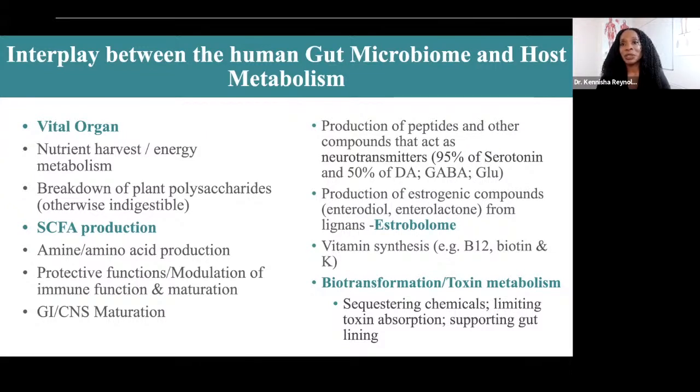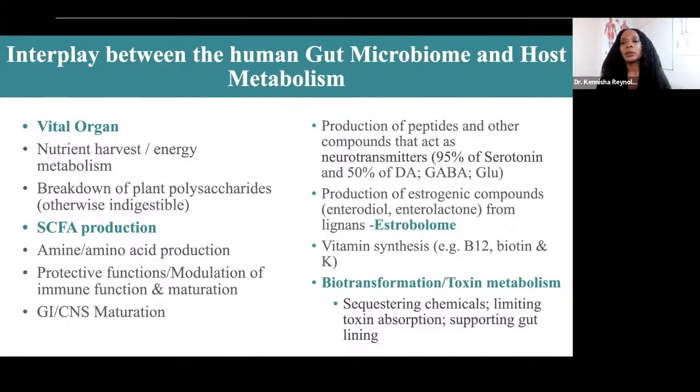Something else that's important to note is that we are a nutrient-depleted nation, and the bacteria of the gut facilitate our vitamin stores. They promote the production of important vitamins such as B12, biotin, and vitamin K. There's a metabolic factory happening inside the distal ileum and the colon.